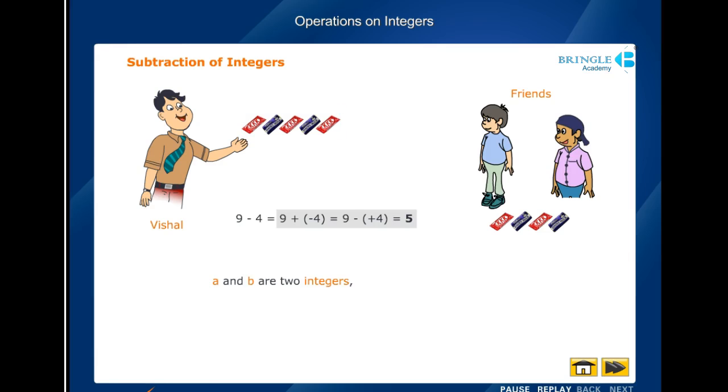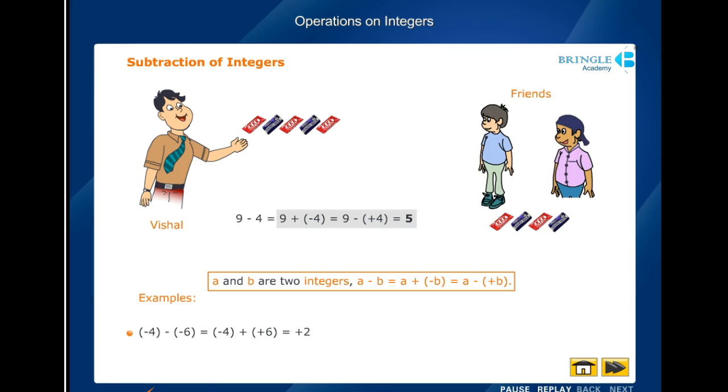Thus, if a and b are two integers, then a minus b is equal to a plus minus b or a minus plus b. Examples: minus 4 minus of minus 6 is equal to minus 4 plus 6, that is equal to plus 2. Minus 3 minus of plus 6 is equal to minus 3 plus of minus 6 is equal to minus 9.